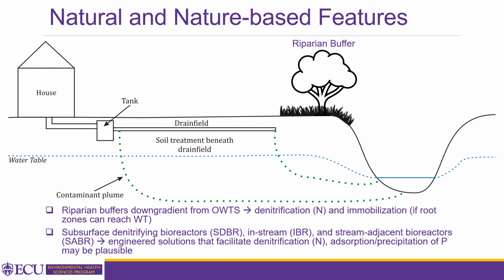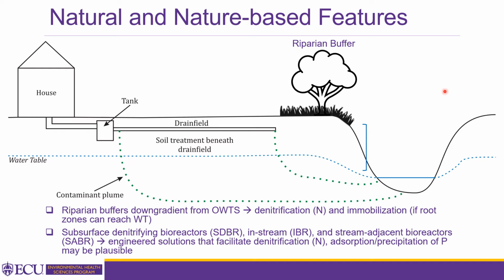So if septic systems are a potentially significant nutrient source to surface waters, then one important question becomes how can we actually manage these septic-derived nutrients? And natural and nature-based features offer a potential solution. So take, for example, if we have a septic system with a contaminant plume, which you can see here, if this contaminant plume happens to upwell in an area where you have a buffer present, and if that buffer is healthy and has an extensive root zone that can actually reach the water table and presumably the contaminant plume within the groundwater system, it's possible that you might start to see denitrification and immobilization within that plume, therefore reducing the amount of nutrients before it reaches the stream.